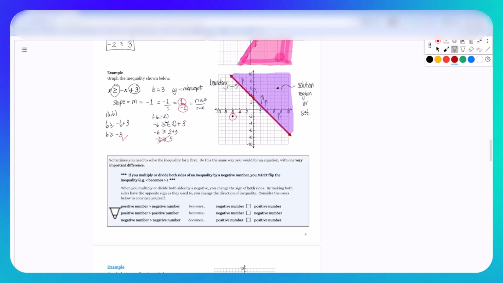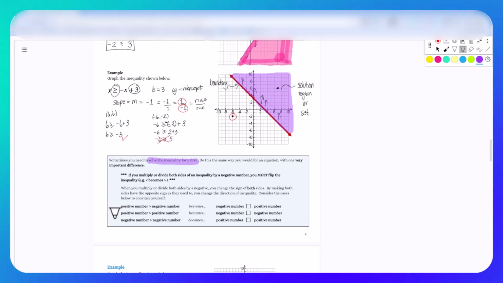Now, sometimes when we do these inequalities, and we've seen this before, we need to solve the inequality for y first because the x and y are on the same side. Now, we do this in the same way we would for an equation with one very, very important difference.